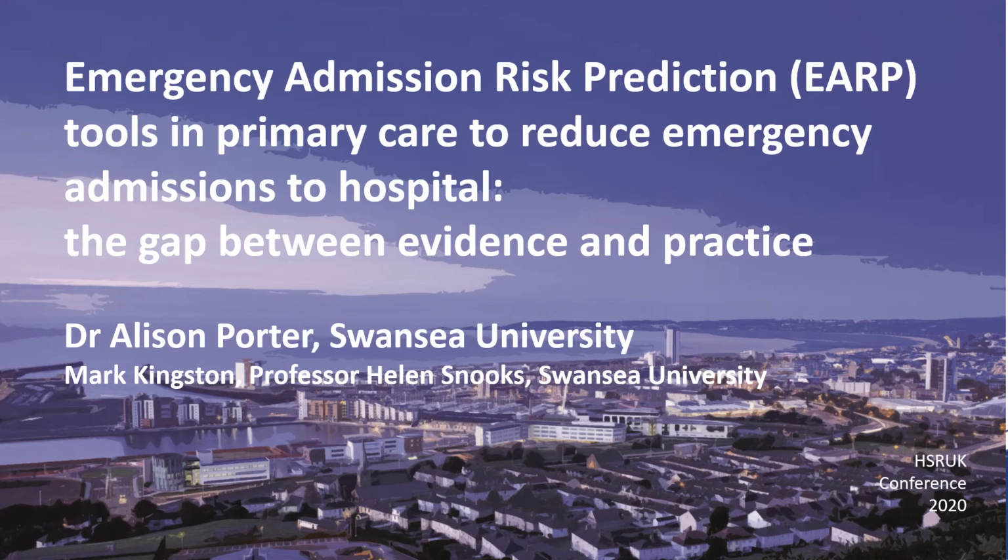Hello, my name's Alison Porter from Swansea University, and I'm going to be talking about emergency admission risk prediction tools in primary care to reduce emergency admissions to hospital, the gap between evidence and practice.